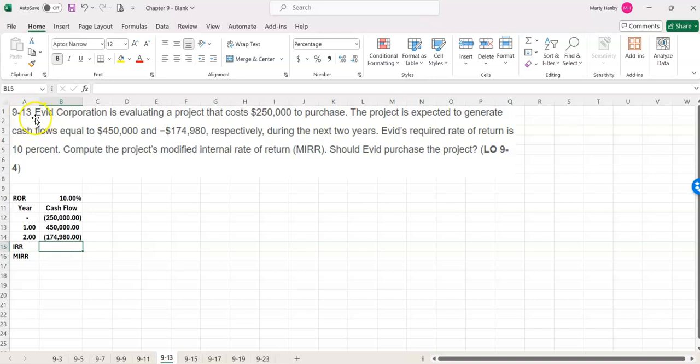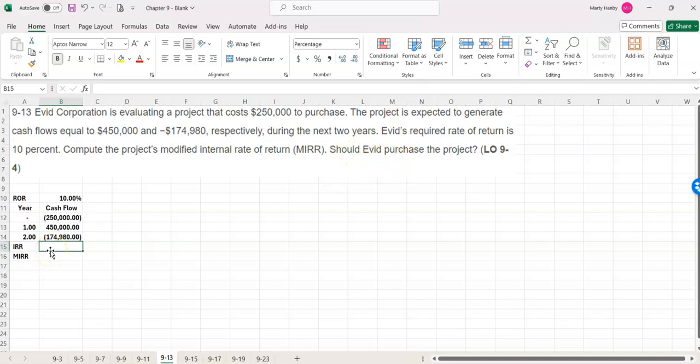So, this is problem 13 from chapter 9 of CFIN7. Avid Corporation is evaluating a project that costs $250,000 to purchase. The project is expected to generate cash flows of $450,000 and negative $174,980, respectively, during the next 2 years. Avid's required rate of return is 10%. Compute the project's modified internal rate of return. Should Avid purchase the project?